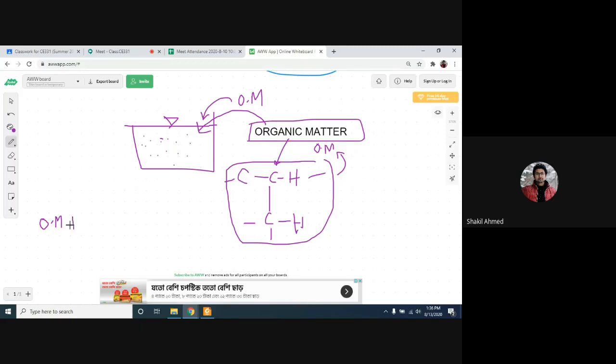So these microorganisms eat this organic matter. They take it as a food. This organic matter is a food to the microorganisms. How do they eat this? In the presence of oxygen, they break them down.